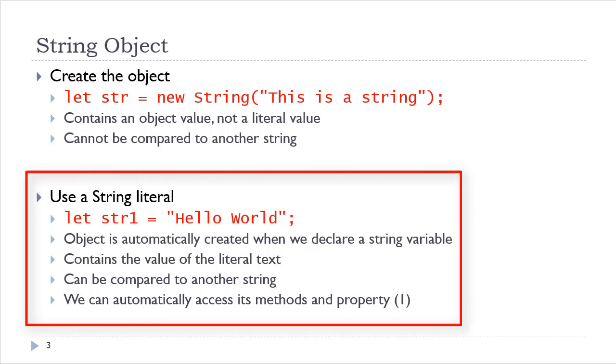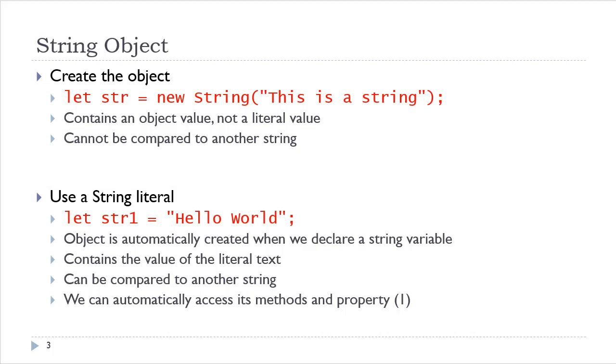Anytime we declare a variable with a string data type, it is automatically looked at as a string object. Therefore, we can automatically access any methods and its property. We can compare this to another string, and it actually does contain the value of the literal text. This is the easier and more practical way to use a string object.